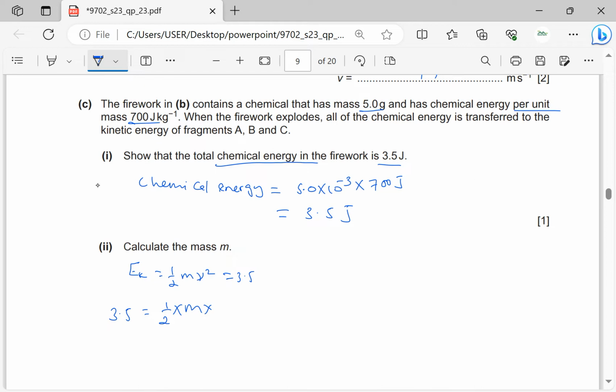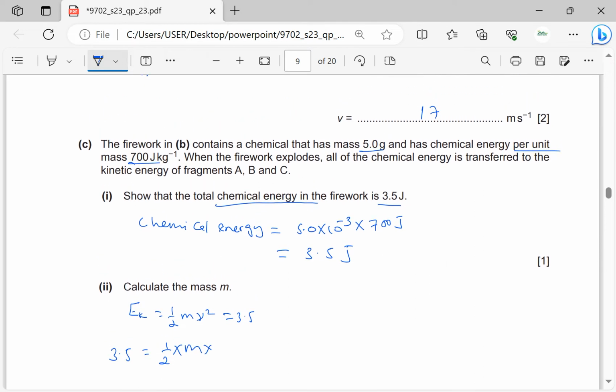Now the firework in B contains a chemical that has mass 5. All of the chemical energy is transferred to the kinetic energy of the fragments, for all of them. So for the first one, it is 3m times its speed 4 squared, plus, for the second one, a half, its mass is 2m, its speed is 6 squared. And the third one is going to be a half, its mass is m and its speed is 17 squared.